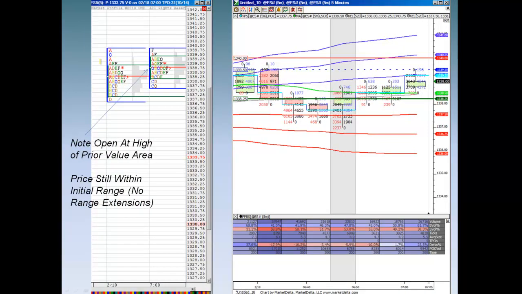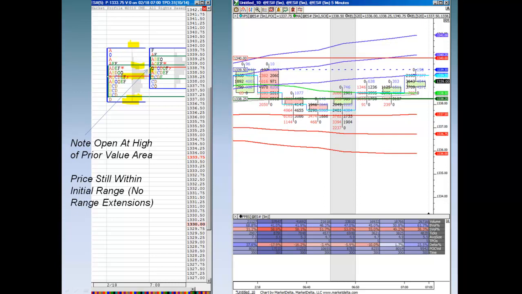All right, here's my profile of the first 6 candles that we just looked at, and here's my initial balance, and here's my value area. Here's the low value area, this green line, and the high value area, and my point of control. And take a look at where I open now with this 7th candle. I open towards the high value area of this prior half hour. So this is a rather bullish sign.